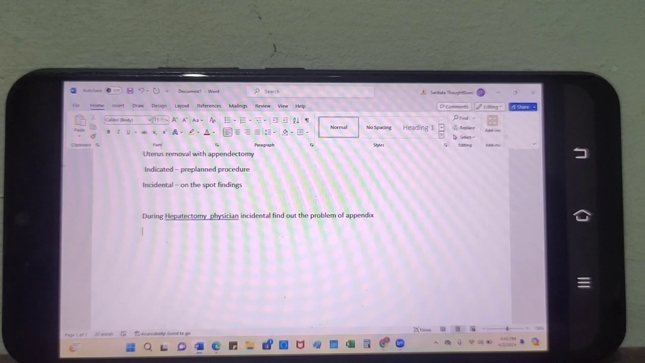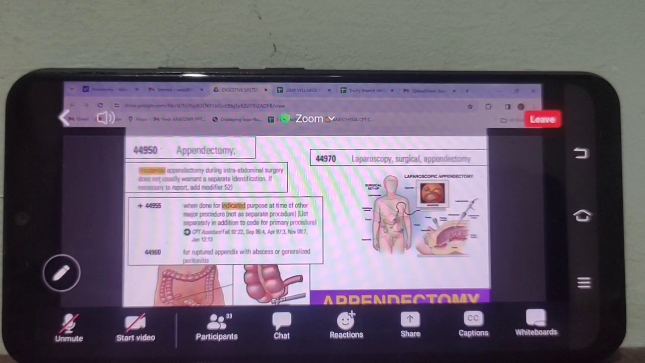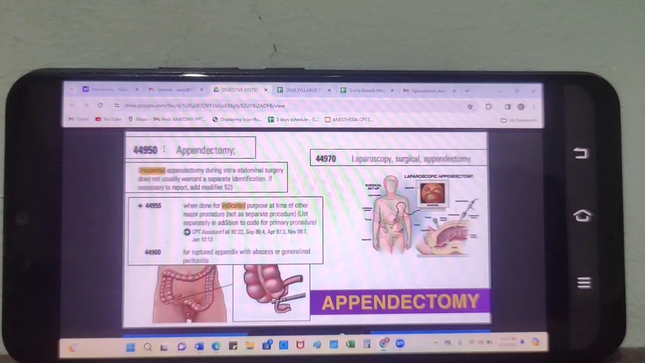So here we have to report the code for hepatectomy. Then we should report the appendix code 44950 with the modifier 52. But in this procedure, for indicated, we should report the SADAN code. For incidental, we should report the appendectomy code along with the modifier 52. Okay, did you understand now? Yes, ma'am.